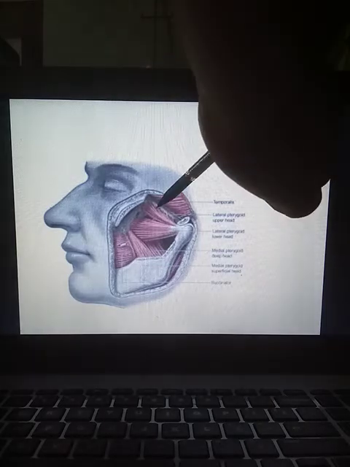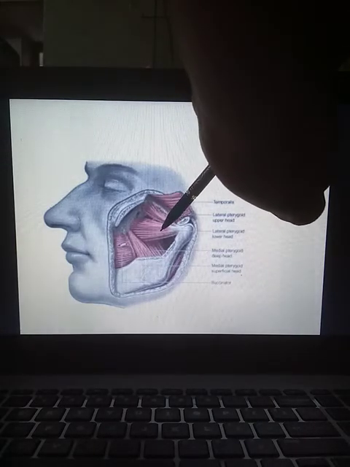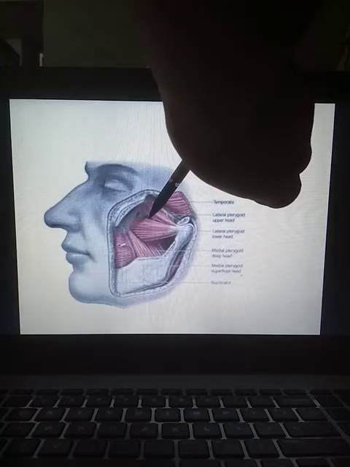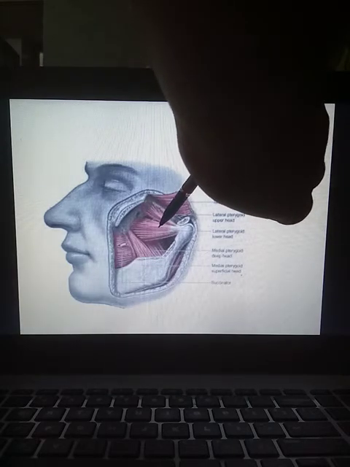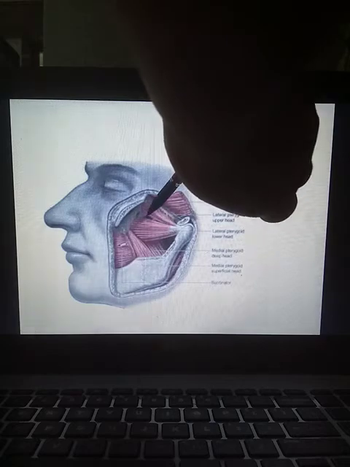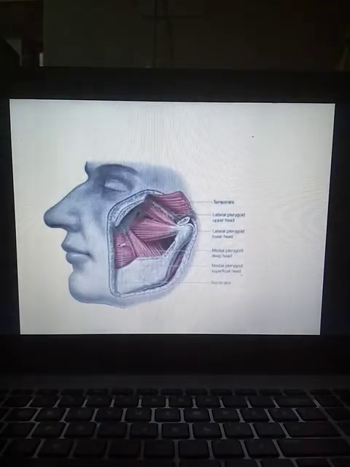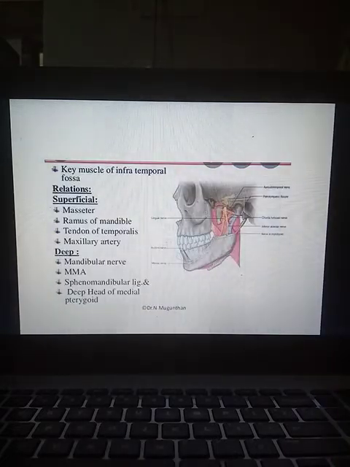I have told you there are two heads of the lateral pterygoid, superficial and the deep. The structures passing in between the two, यहाँ पे होगी maxillary artery और buccal branch of the mandibular nerve. ये है ना ये space, इन दोनों के बीच में से निकलेगी maxillary artery and buccal branch of the mandibular nerve. Then comes the relations of the medial pterygoid, ये था lateral pterygoid.